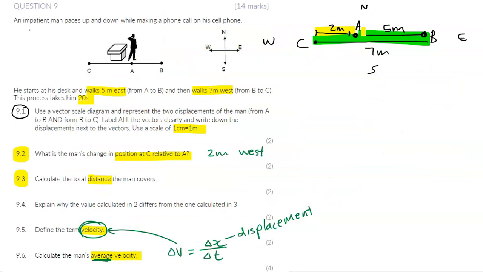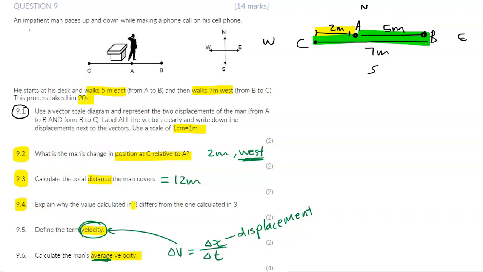So our scalar is the physical path that was followed. The man walked 5 meters and then he walked another 7 meters. Together that gives me a distance of 12 meters. But if I look at the displacement, just the change between the initial position and the final position, we have 2 meters, and then we add a direction. And that's exactly the explanation we're going to give at 9.4.